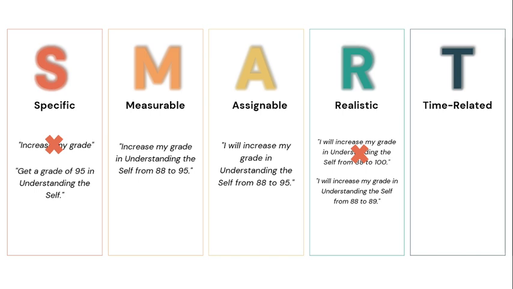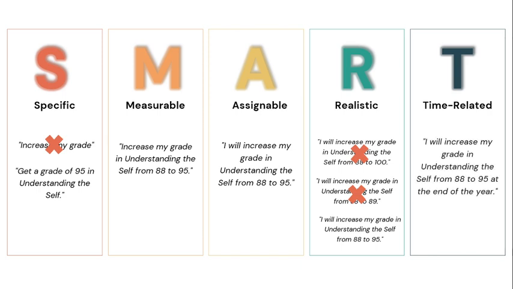because I believe that you can get more than that. You can still push yourself. You can push yourself to your limits. So that won't work either. That's not an effective or smart goal. Make it, I will increase my grade in understanding the self from 88 to 95. Because a 95 grade is an average between 89 and 100. So you can specify it further by, I will increase my grade in understanding the self from 88 to 95 at the end of the year.